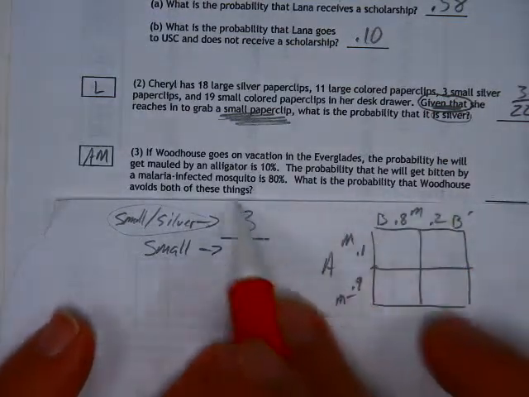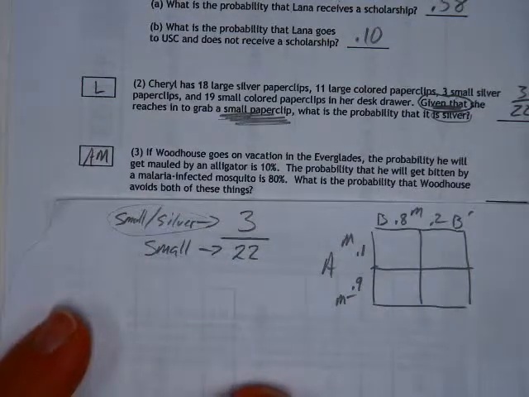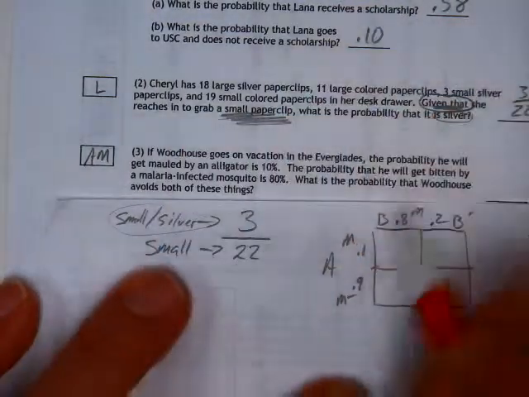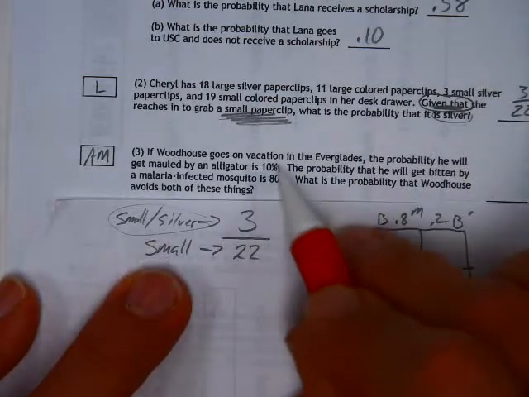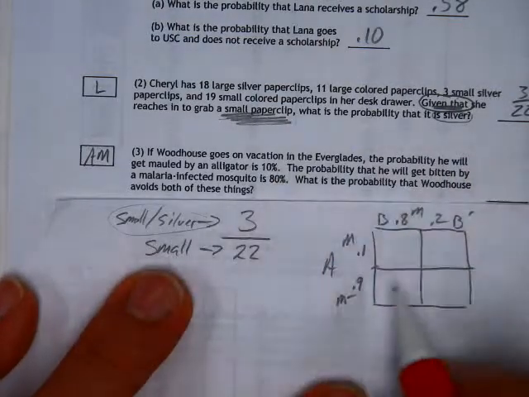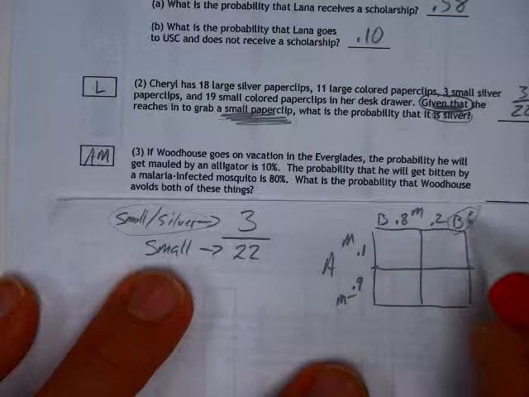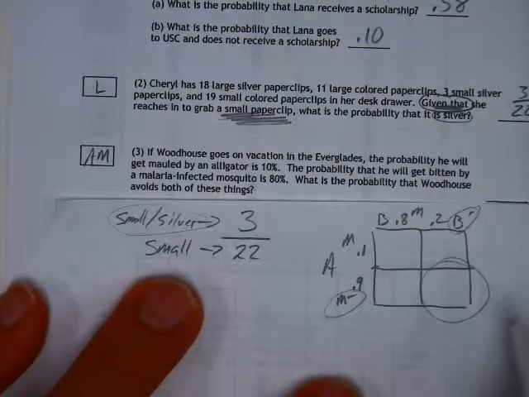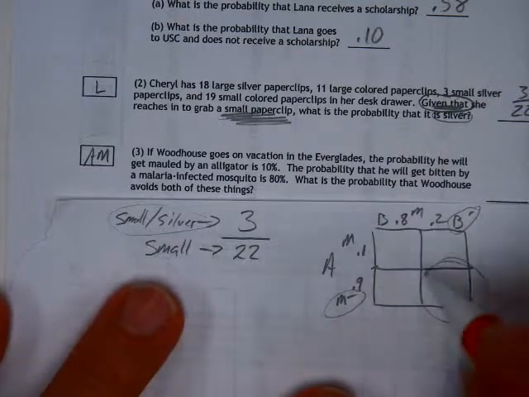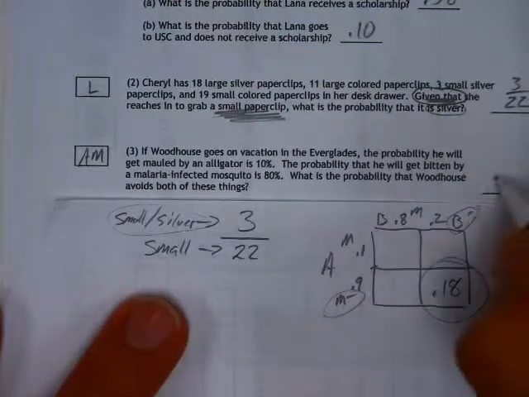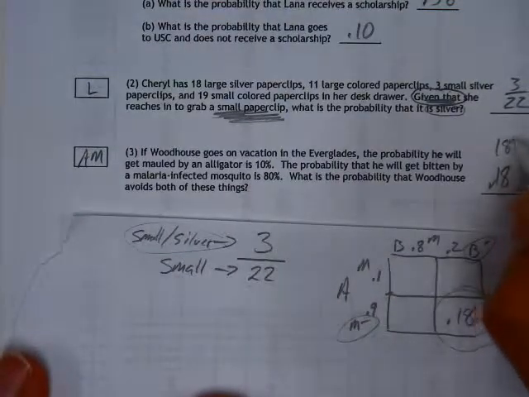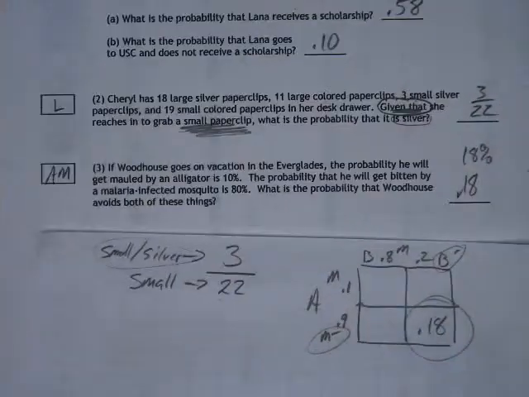What's the probability that Woodhouse avoids both of these things? It's overkill to have this. Some of you are going to be able to read those and know that you're simply looking at the complement of each of these. But it's easier to see when you see bitten not, mauled not. You're looking basically for that zone right there. Multiply the 0.2 times the 0.9, you get 0.18. You have an 18% chance. And again, I'm okay with an 18, or an 18%, or a 0.18. Either one of those is fine.